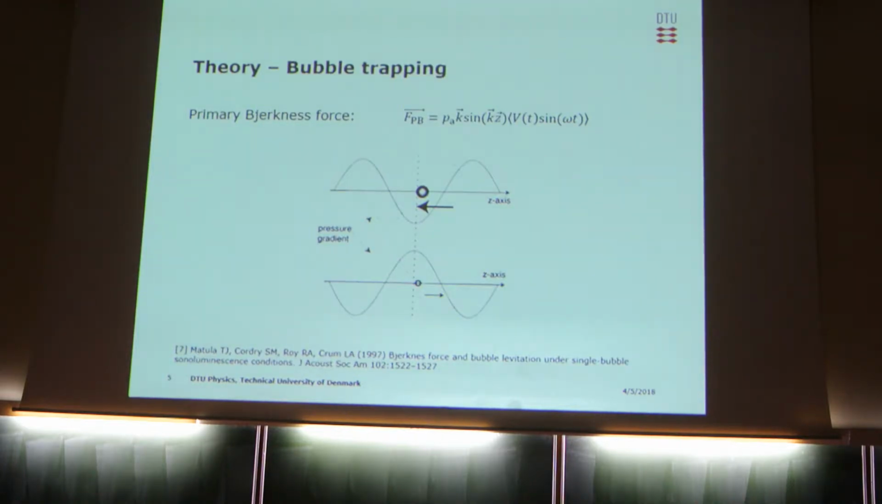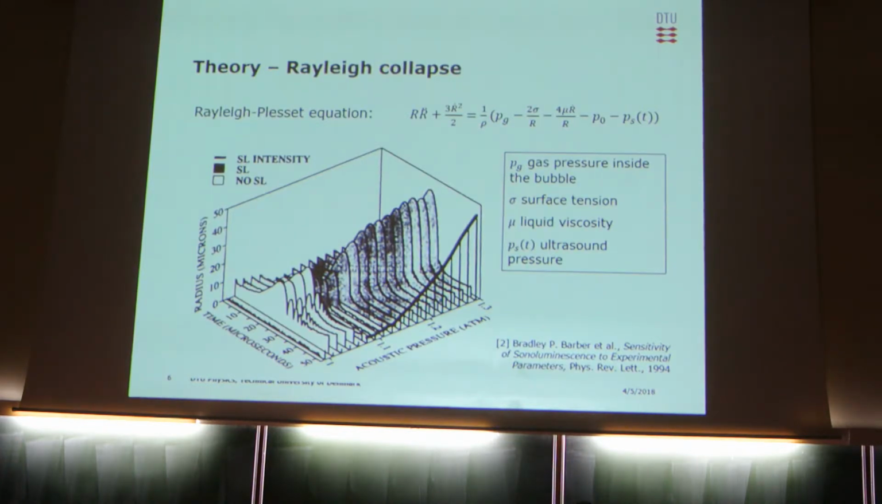If you want to have this bubble, you have to trap it. This trapping depends on the primary Bjerknes force, which depends on the volume of the bubble. If you have the right volume, so the right radius of your bubble, the bubble will be trapped in the antinodes of the static sound field. Then, once you have trapped this bubble, the bubble will begin to oscillate with the pressure waves in which it's trapped.